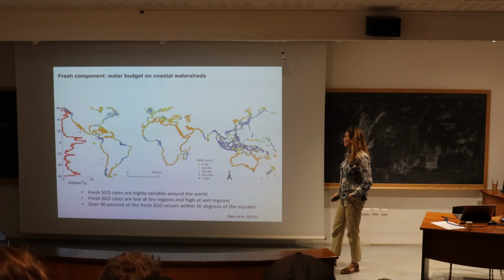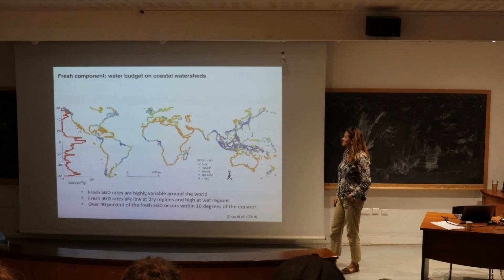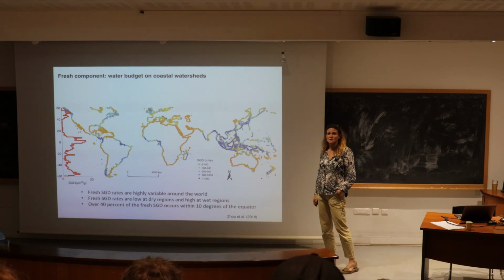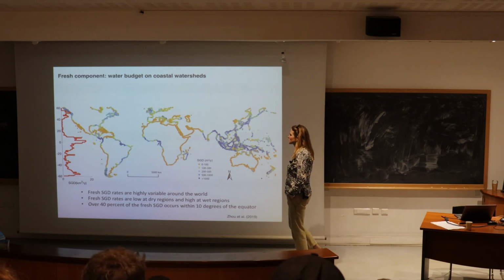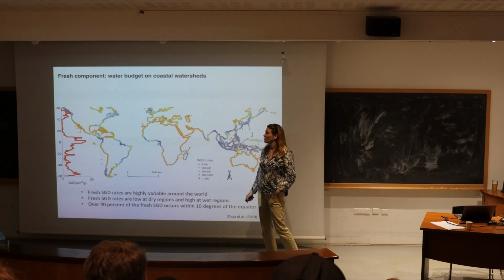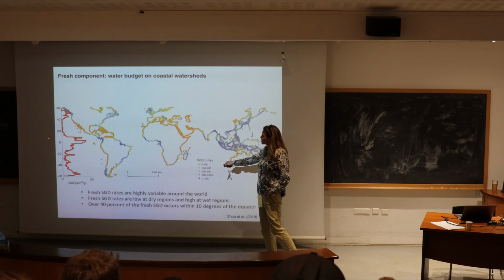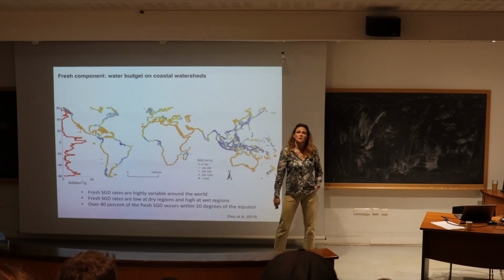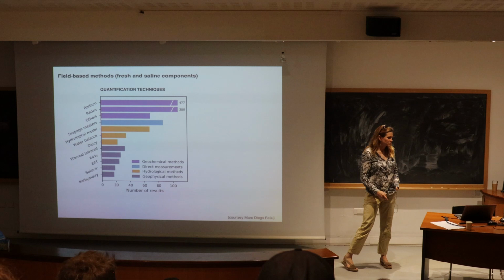But over 40% of fresh submarine groundwater discharge occurs in the tropics, and that is not necessarily where a lot of the studies come from, so it also helps us think about where we need to do more field work. So this plot here shows you the distribution with latitude of fresh submarine groundwater discharge, and a lot of it is occurring in wet areas near the equator.